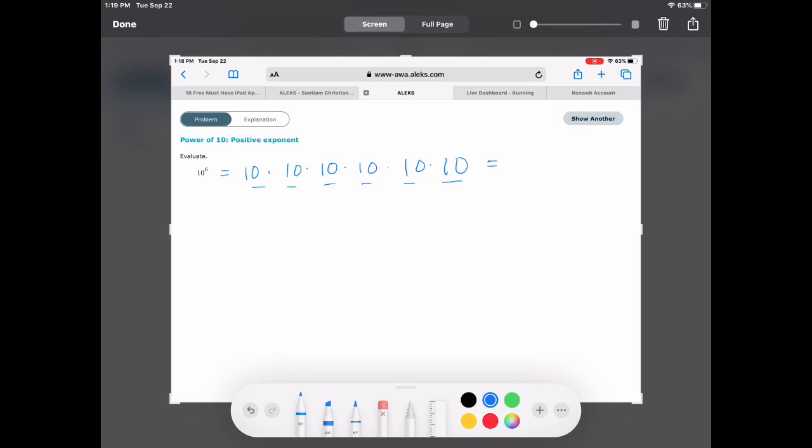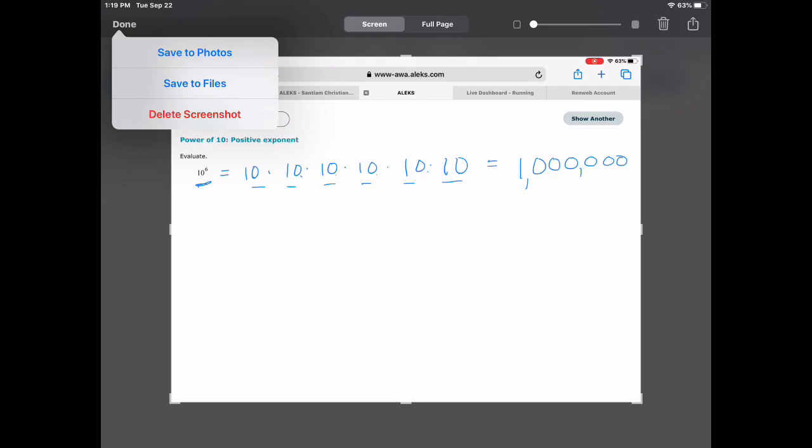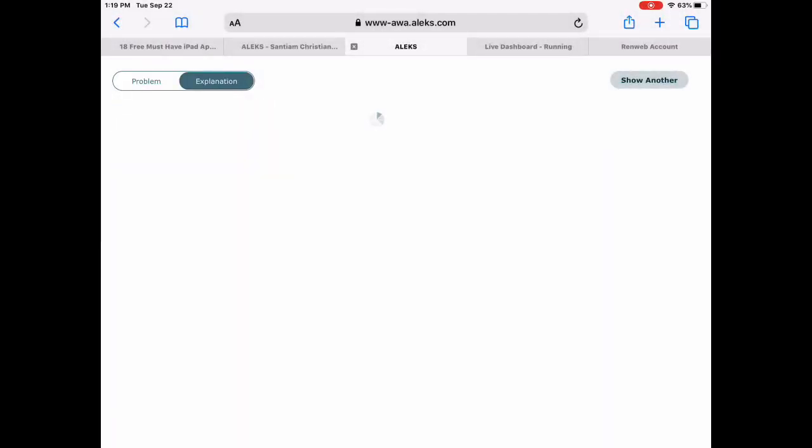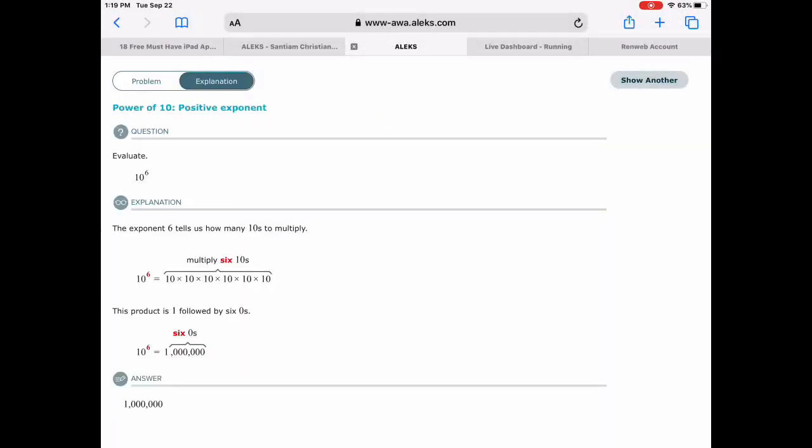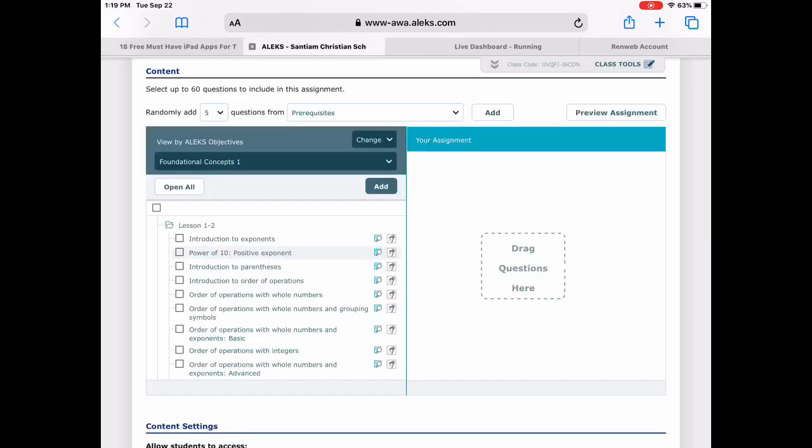And anytime we're multiplying by 10, it's pretty awesome. We're just going to end up with the number of zeros that we had. 1, 2, 3, 4, 5, 6. And 10 to the 6th equals 1,000,000. Powers of 10 are super easy. The number of zeros is the same as the exponent. Here's your explanation and your answer. And let's look at this one.